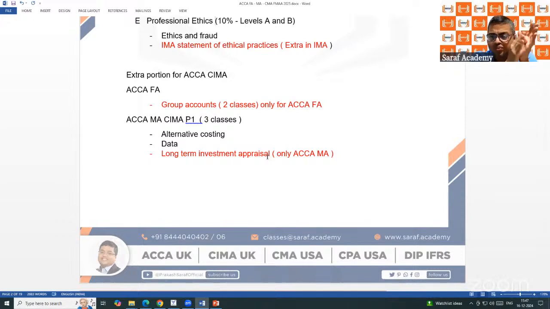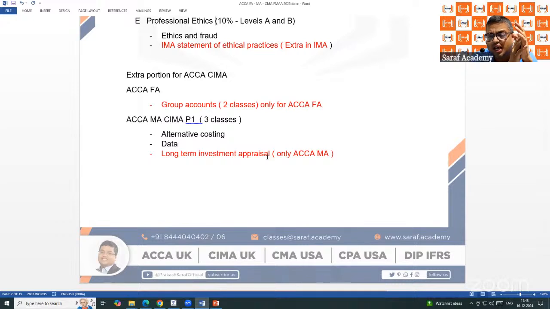My target is to finish by mid of April, by 28th of April, all the common areas. Then maybe one class extra for FMAA for ethics, and 2 to 3 classes extra for ACCA students. And there are 2 classes extra on alternative costing and data analysis for ACCA CIMA students. So I will finish the common area of the syllabus by around 28th of April, and then some extra classes which are different portions, I will finish in the next 15-20 days.